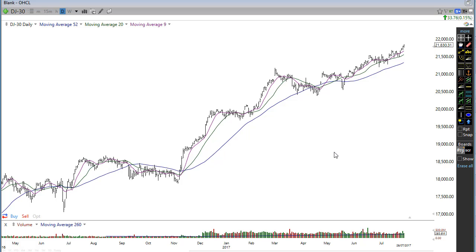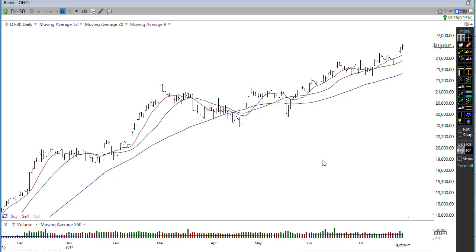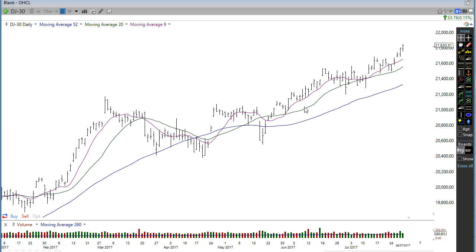All right, fantastic. Let's get straight into this education. This education has to do with these three moving averages. Now, these three moving averages are nothing special. They're 52, 20, and a 9. And I'm using a daily chart right now, but you can use any time frame you want.